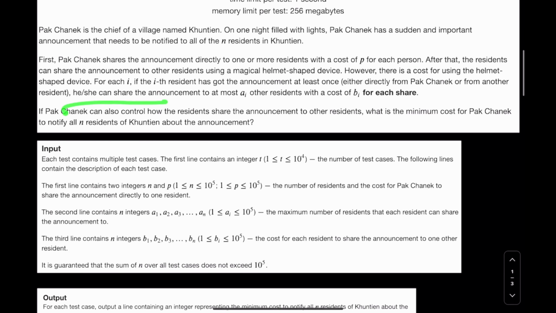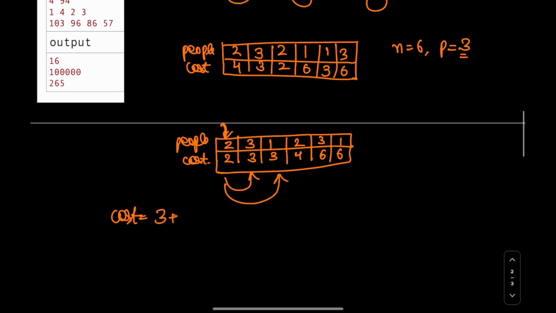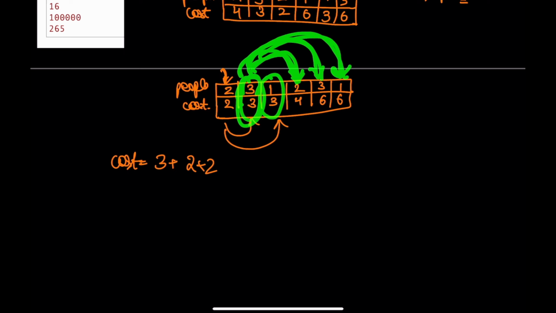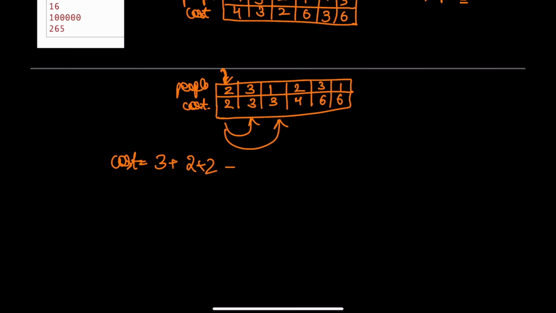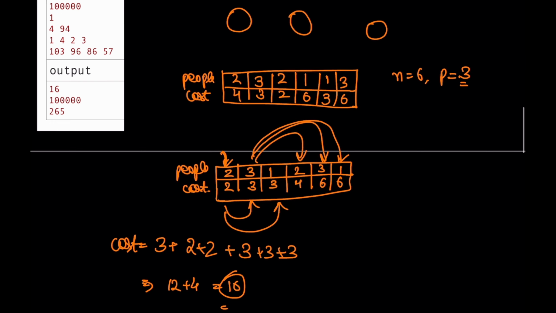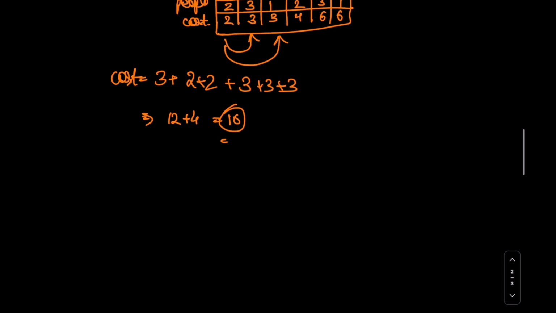Now Park Chanek can control the flow of information, like he can control which resident shares it to which resident. So this resident would share it to these both. So the cost would be 2 plus 2 for sharing it to these both. Now again this resident and these would share it to the other 3 people. And that is where all the people know. So our total cost would be 12 plus 4, that is 16. That is the answer that's given here. So I hope you got the approach.